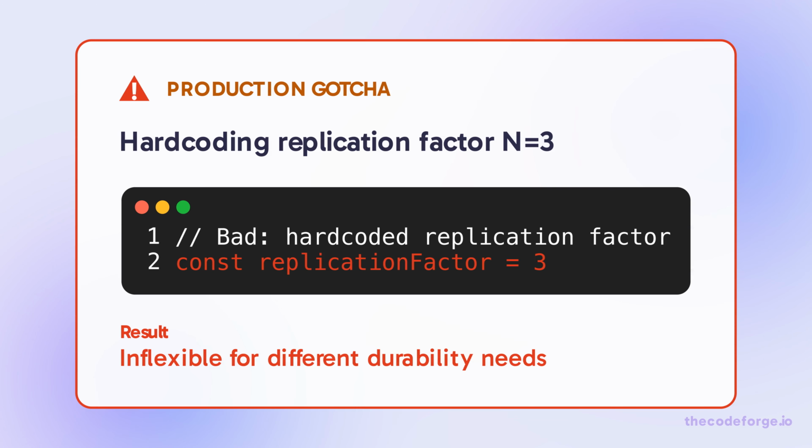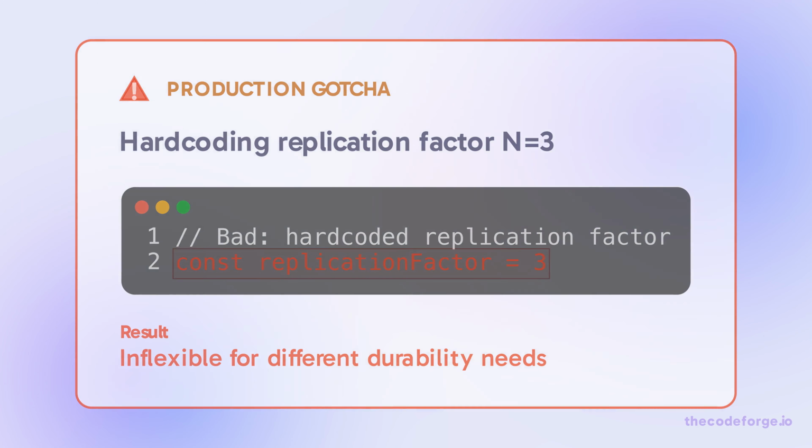Always make replication factor configurable per bucket. Some data needs n equals 5, like financial logs; some can tolerate n equals 2, like cached thumbnails. Don't hardcode n equals 3.